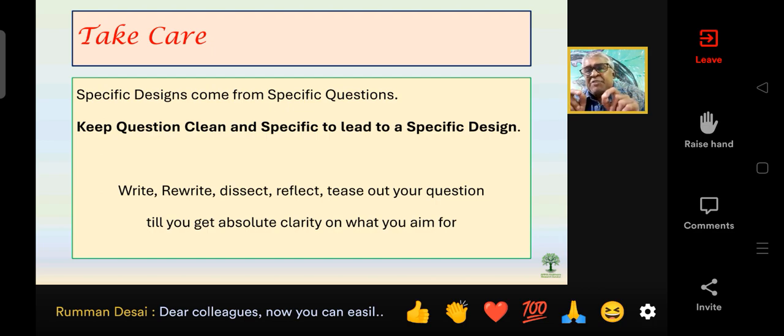And so you have to be very careful. Write, rewrite, dissect, reflect, tease out your question till you get absolute clarity on what you're aiming for, and then pick the design appropriate. Now, if you're finding that you're unable to pick a design, check if you have to split your question, and then if you have to split your question, which is the most important question, which is your primary question, and then create the design for that.